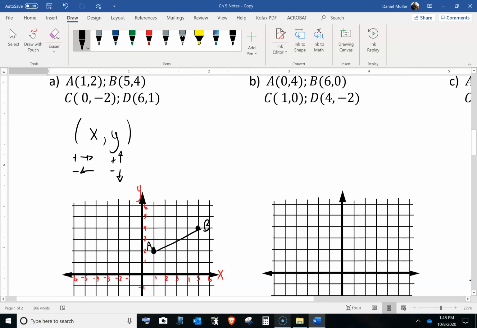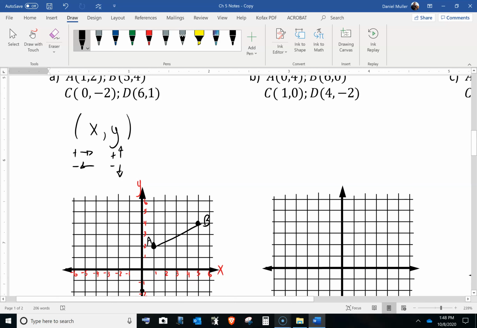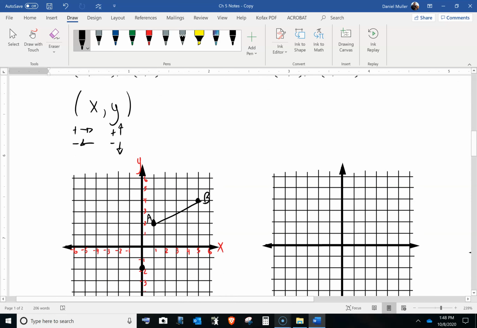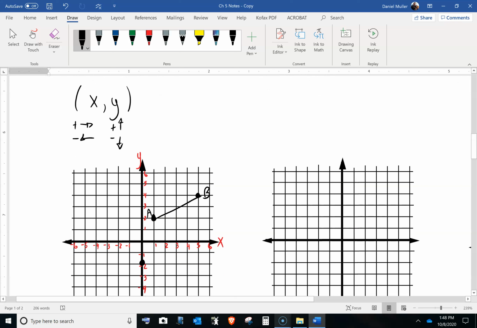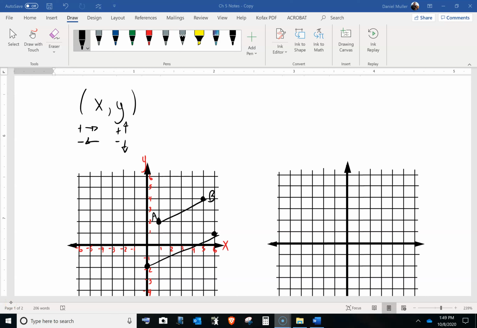And then over 0, down 2. Okay, so there's 0, down 2, and then over 6 and up 1. 6, up 1. Okay, now are these parallel? That is the question. Okay, well, something's frozen here. So we are going to find the slope.